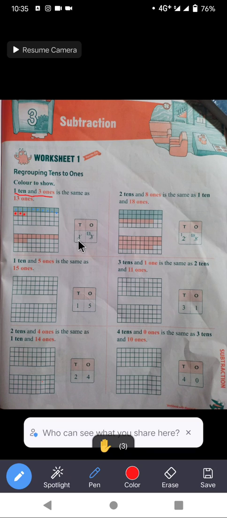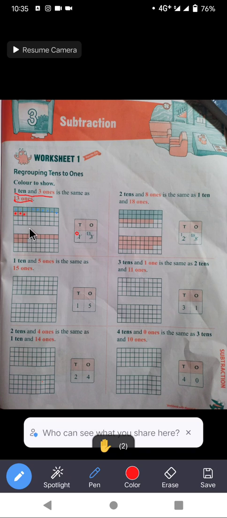We borrow 1 ten from the tens place digit. Here we have 3 at ones place. 1 I have taken from this side. I have taken out 1 ten from here and put it here. So it will become 13 ones, and here 0 is left. So 1 ten and 3 ones is the same as 13 ones.